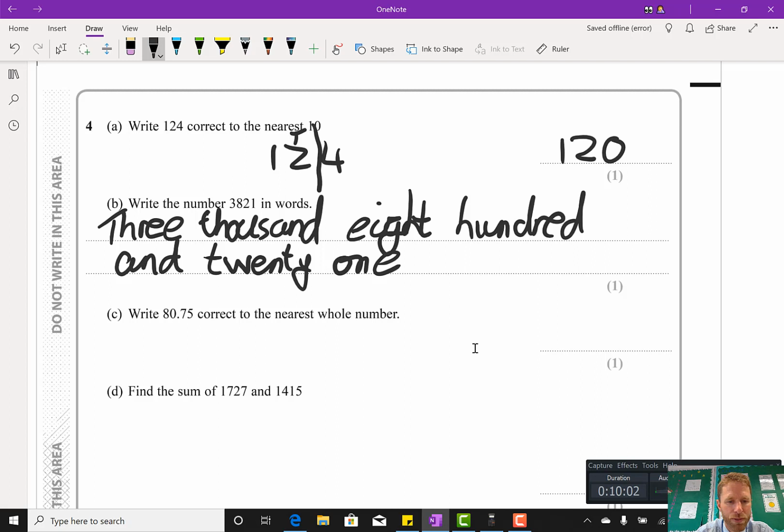Right, 80.75 correct to the nearest whole number. So again, it's the same rounding skills as part A. I've just got to know what whole number means. Whole number means no decimals. So the rounding line is here. Cut off the decimals. The 7 rounds the 0 up to a 1. So the answer is 81.